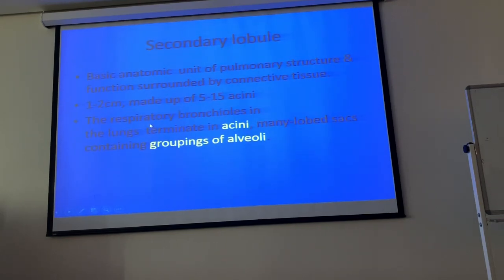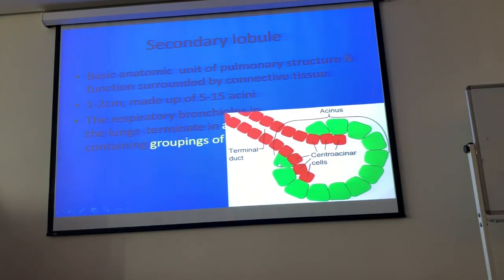CT. So before going to further details of high resolution, you must know the basic anatomy of the secondary lobule. What is a secondary lobule? It is about 1 to 2 centimeters and made up of 5 to 15 acini, and I will show you how one acinus looks. The respiratory bronchioles in the lungs terminate in acini. And they are many lobe sacs containing groupings of alveoli like this one.